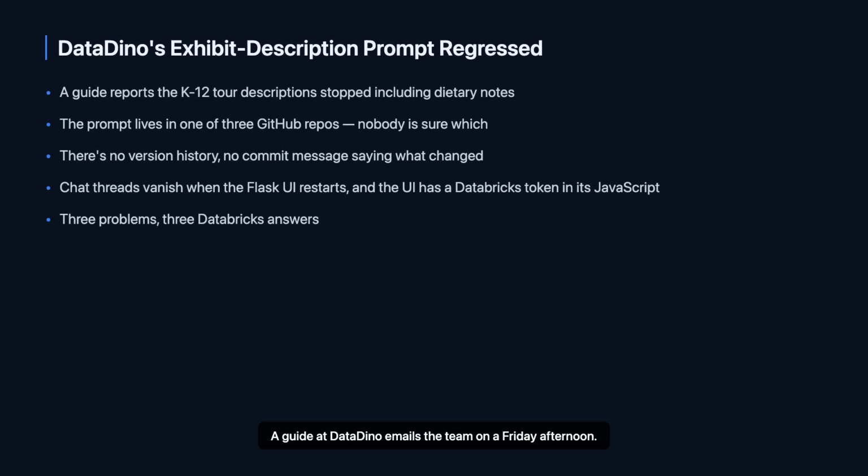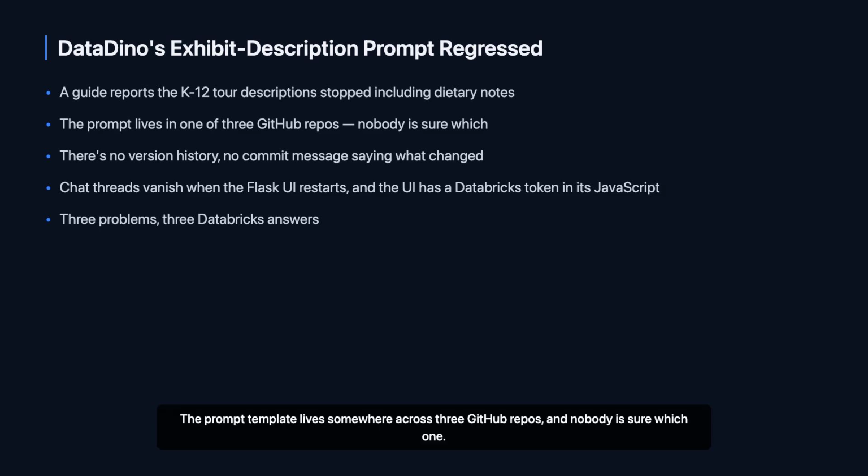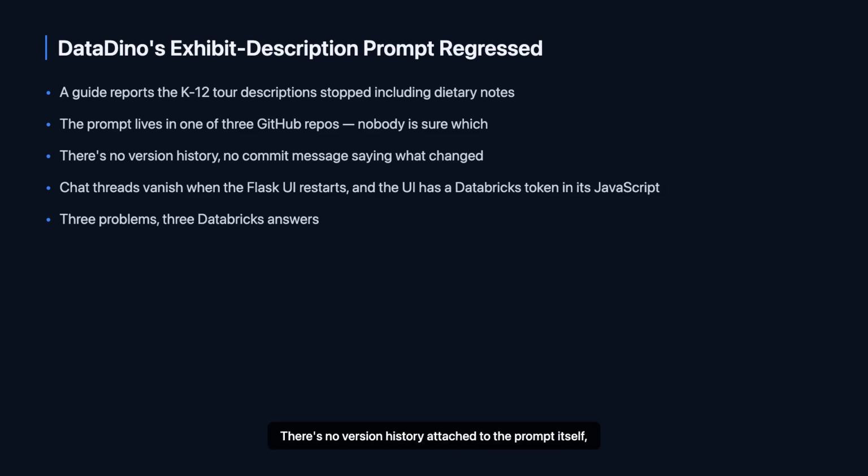A guide at DataDino emails the team on a Friday afternoon. The K-12 tour descriptions have stopped including dietary notes, and the kids are noticing. The team starts hunting. The prompt template lives somewhere across 3 GitHub repos, and nobody is sure which one. There's no version history attached to the prompt itself, no commit message that says what changed and why.